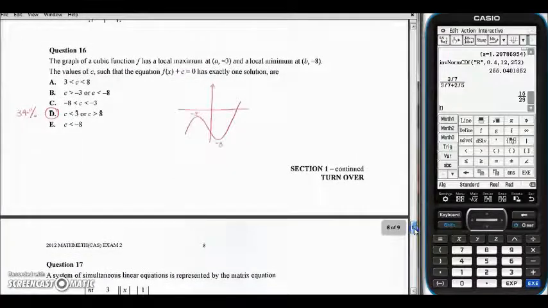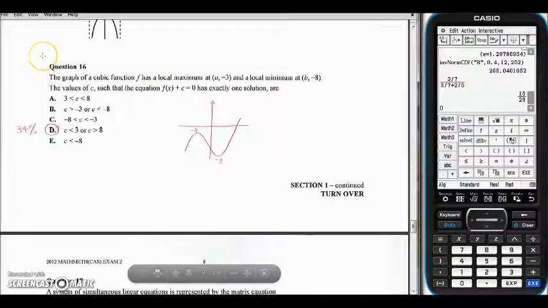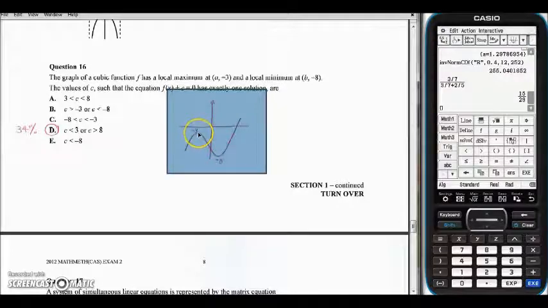Okay, so 16 is another one, a little bit tricky to get your head around, but it's actually very similar to a question from 2011. I forget which one, but I'm sure you'll recognize it once we do it. So the graph of a cubic has a local max at A, -3 and a local min at B, -8. So I've drawn that here. There's a local maximum, with the y coordinate drawn in there. This is A, -3 and this is B, -8. It doesn't actually matter what A or B are here.